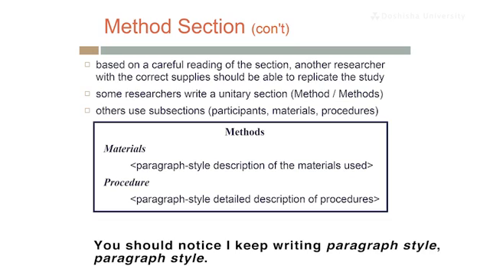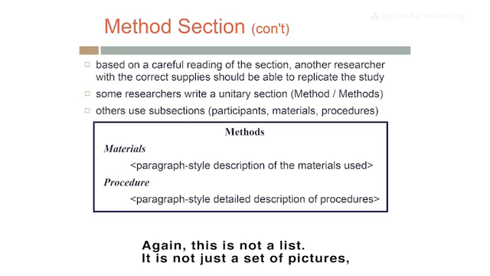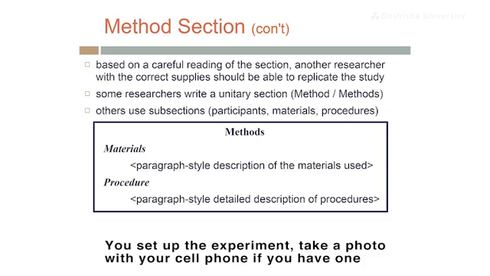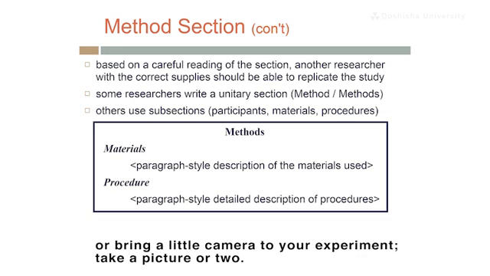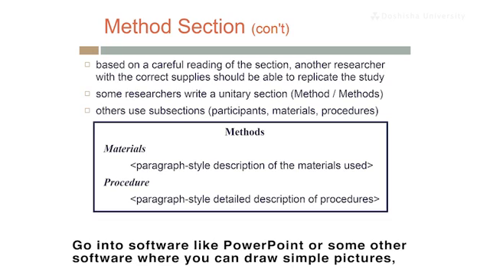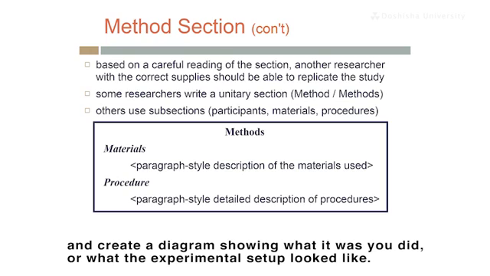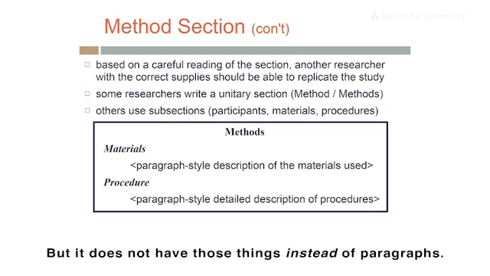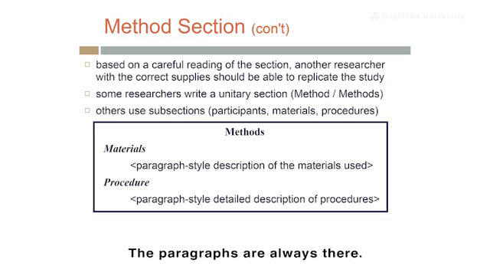And you'll notice that I keep saying paragraph style, paragraph style. Again, this is not a list. It's not just a set of pictures, though in a method section you might want to include a photograph of your experimental setup. You set up the experiment, take a photo with your cell phone if you have one, or bring a little camera to your experiment, take a picture or two. It might help your reader see what it was you were doing. Or you might want to include a diagram. So go into some software like PowerPoint or some other thing where you can draw simple pictures and lay out a diagram showing what it was you did or what the experimental setup looks like. So it could actually have other things than paragraphs, but it does not have those things instead of paragraphs. The paragraphs are always there.